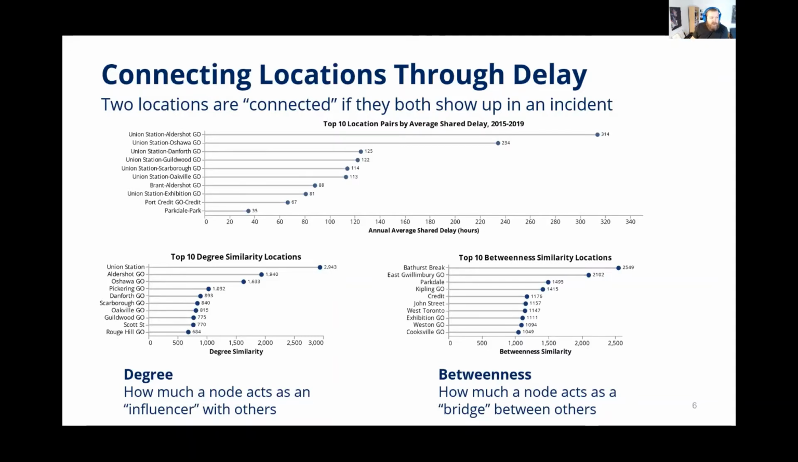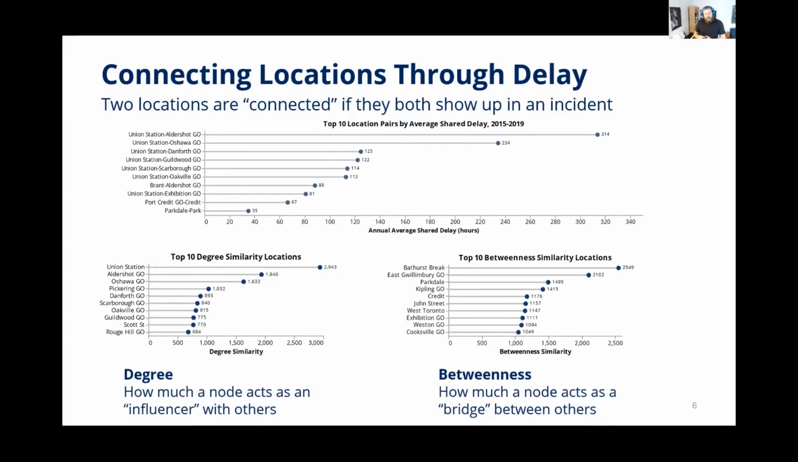There are some other interesting overlaps: Port Credit GO and Credit. So two locations that are the station and the nearby, I believe, yard or nearby interface. So delays are often connected through those as well. It happens at one and it affects the next one as well.